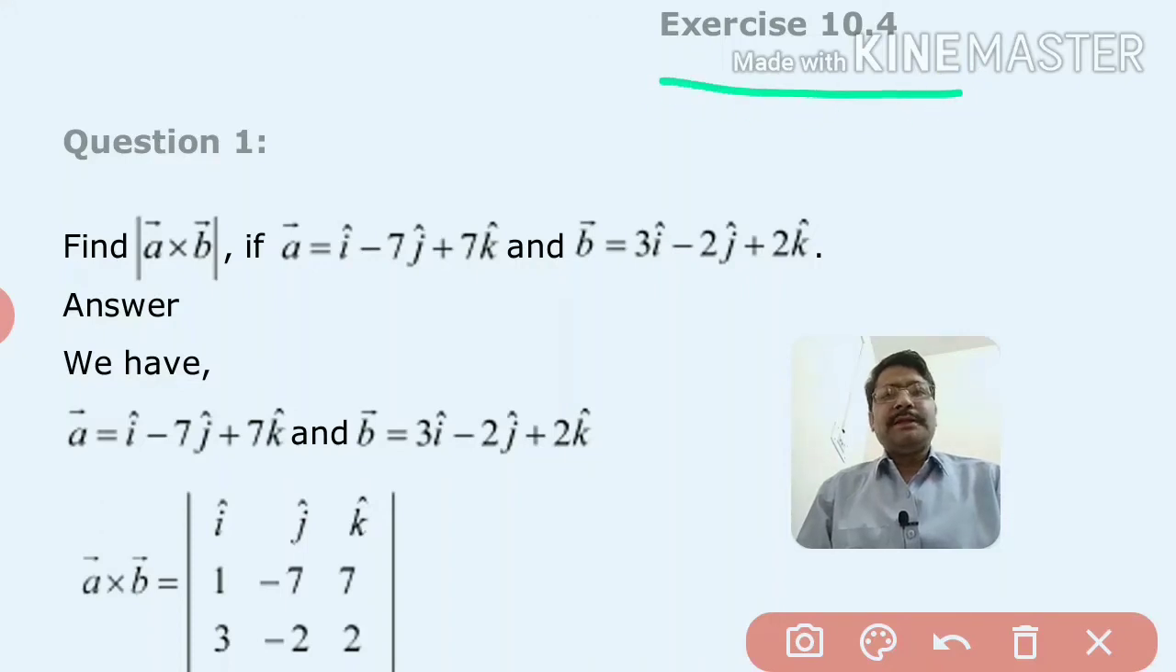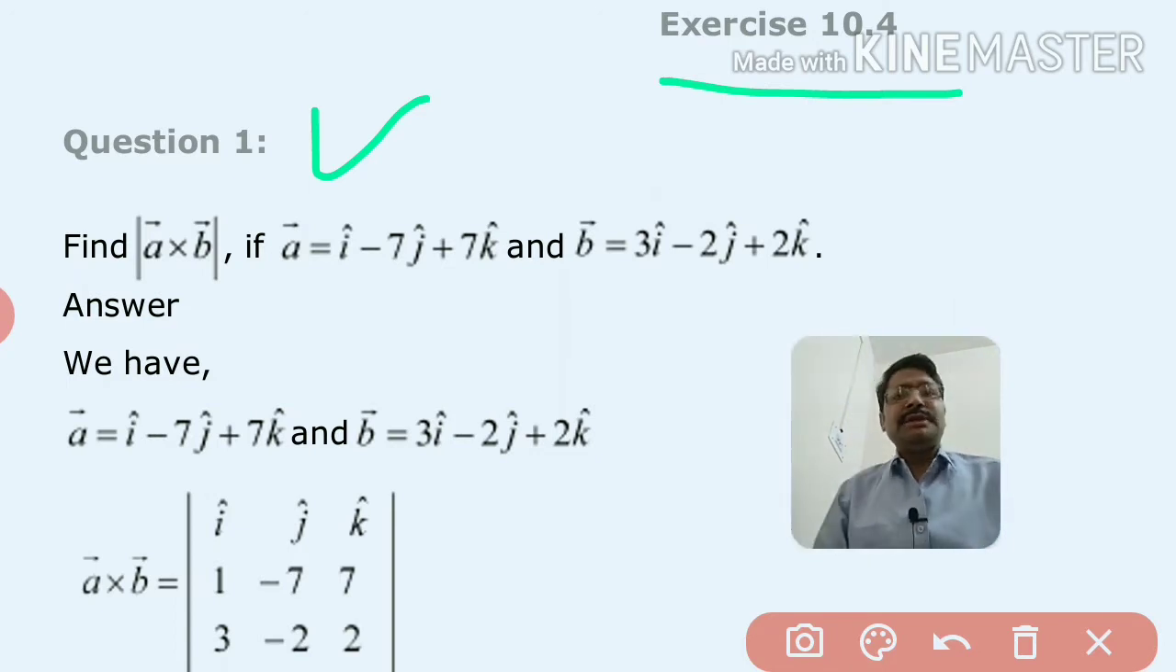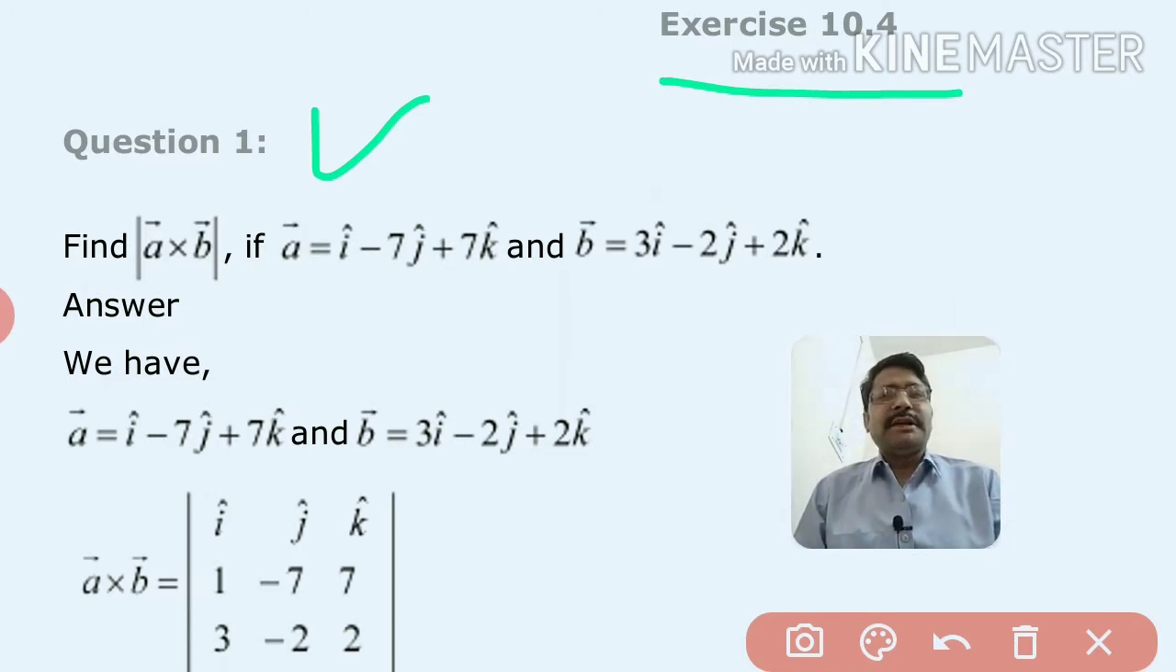Hello students, today we will do exercise 10.4. In this exercise, question number 1, we have to find the modulus of A cross B. For that, A is given to you as i minus 7j plus 7k, and B vector is given to you as 3i minus 2j plus 2k.